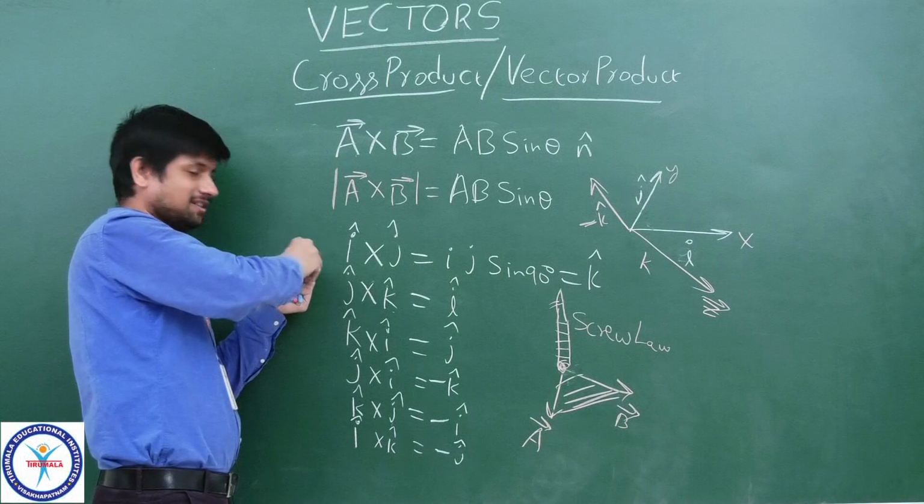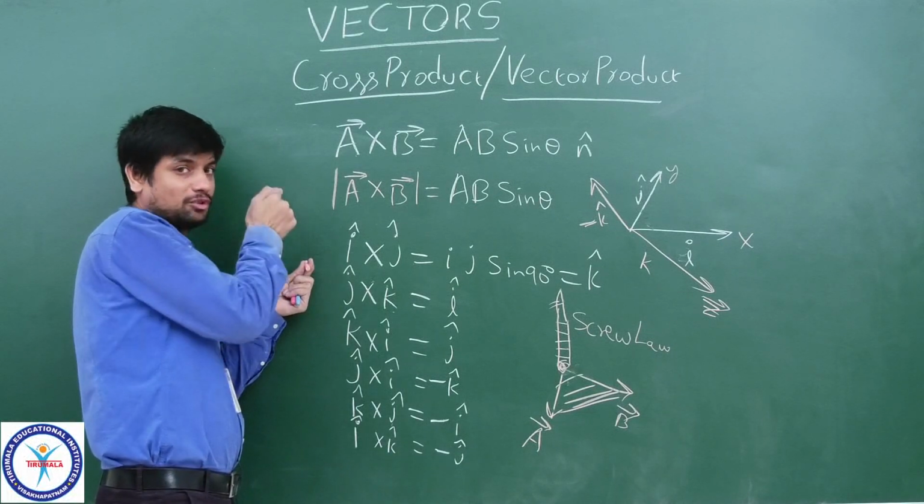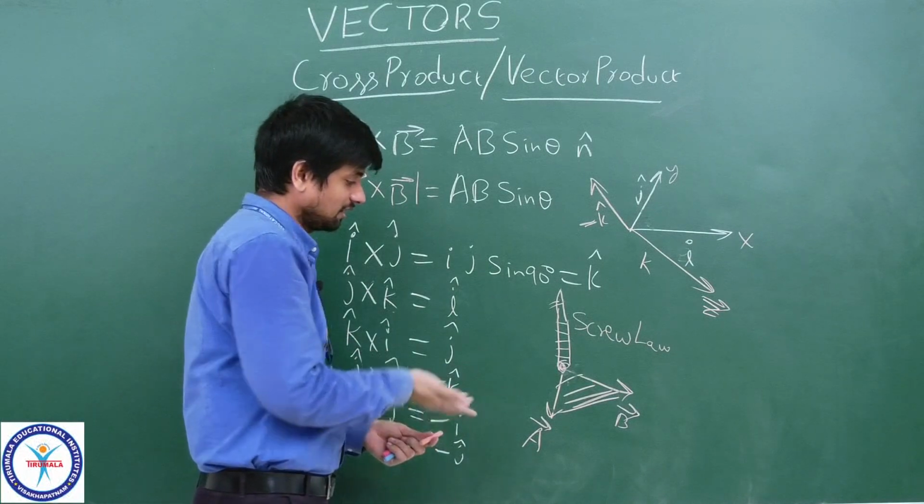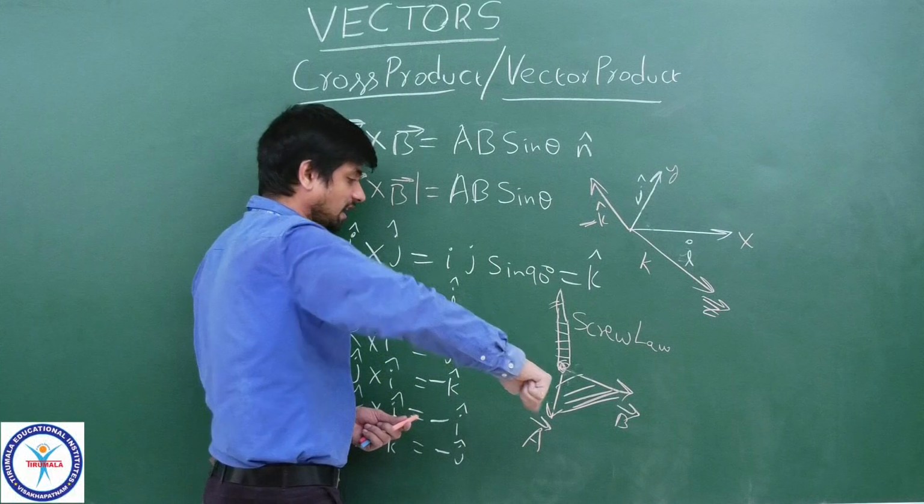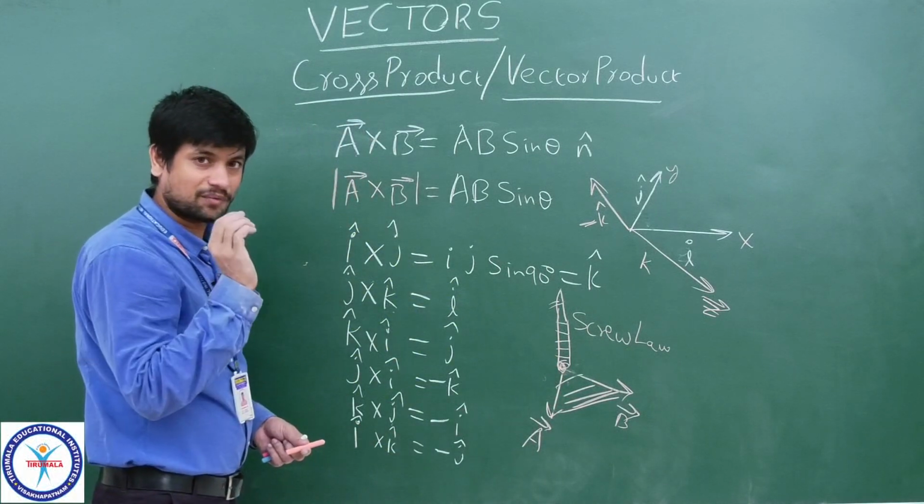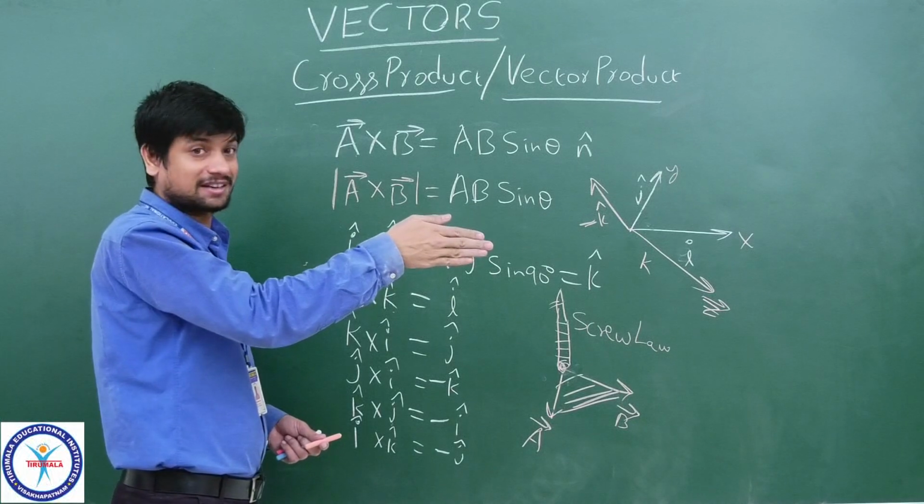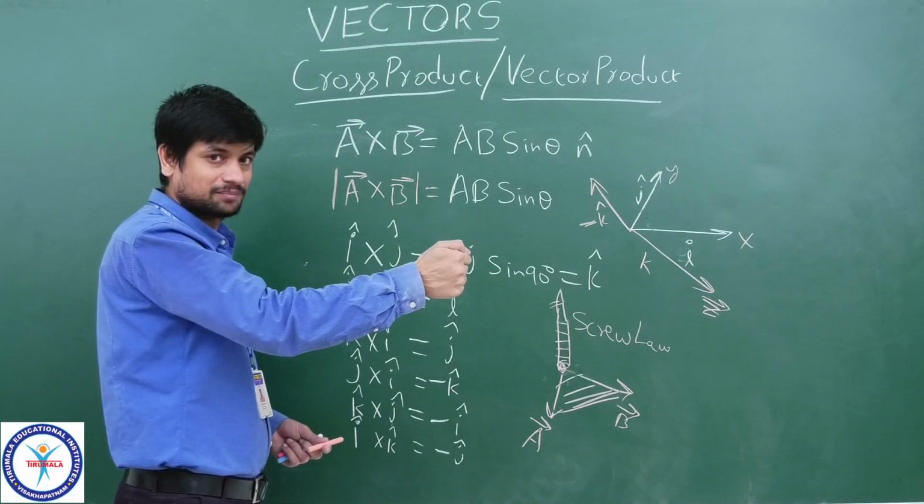I am just tightening this screw. What will happen? The screw will enter into the board, right? The same thing. A to B, it opens this side. Okay, B to A, it opens inside. Always use the right hand. Along the first vector, first open your right hand fingers. Okay. Along the second vector, curl it.